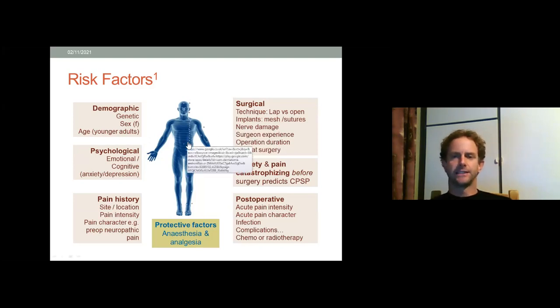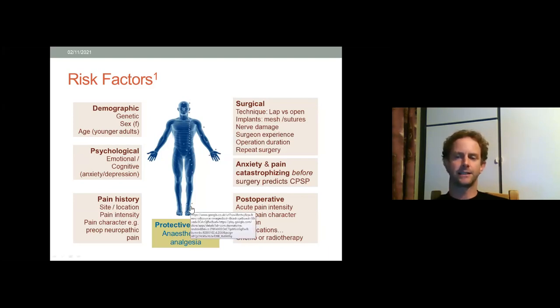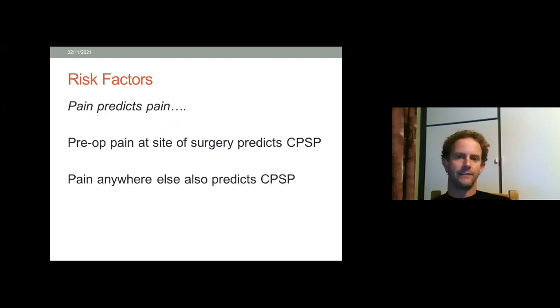Other things are surgical technique, so laparoscopic versus open, whether meshes are used, how good the surgeon is, how long the surgery lasts, whether they've had multiple operations. And then post-operatively, you can begin to predict whether they're going to have chronic pain and how intense their acute pain is, and whether they have any post-operative complications or any adjuvant chemotherapy or radiotherapy. So in a nutshell, pain predicts pain. So pre-op pain at the site of surgery predicts post-op pain, and pain anywhere in the body pre-op also predicts chronic post-surgical pain.